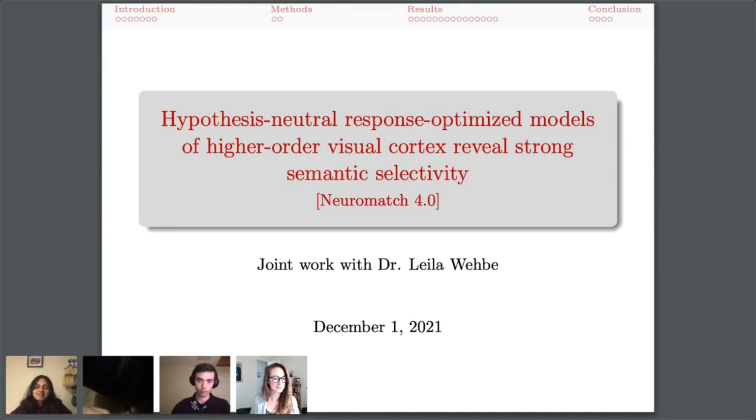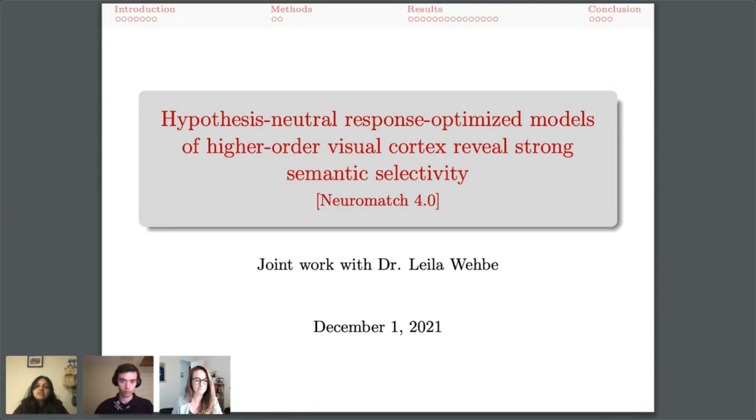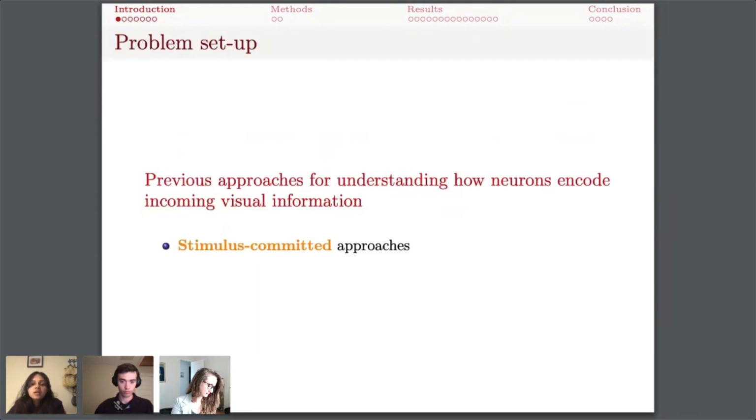Okay, perfect. Thank you so much, Megan, and thank you all for joining this session. I'm very excited to be here to talk about my recent work in this talk, which is titled Hypothesis-Neutral Response-Optimized Models of Higher Order Visual Cortex Reveal Strong Semantic Selectivity. This is joint work with Professor Leila Wehbe. I'll start with a brief background and motivation behind this work.